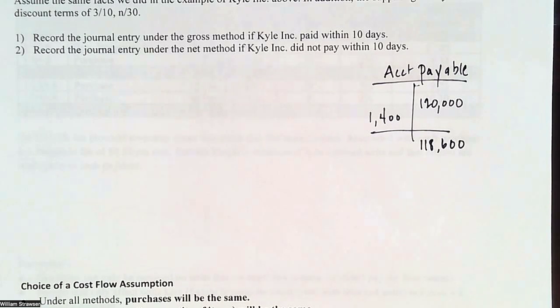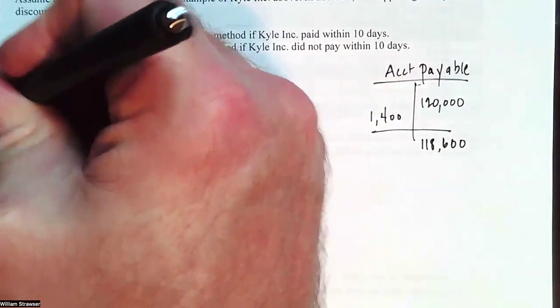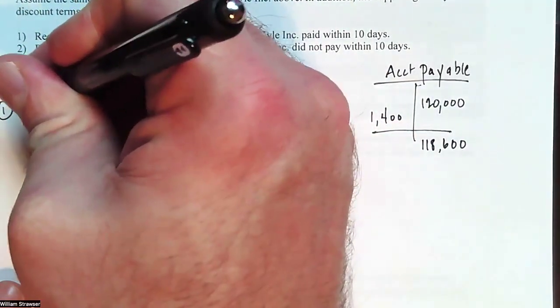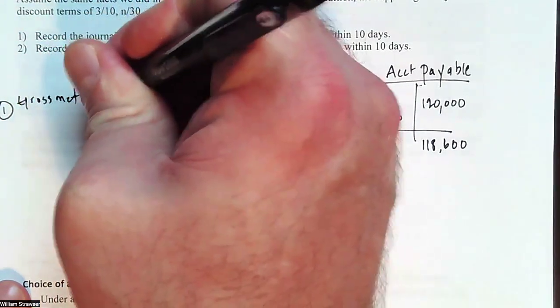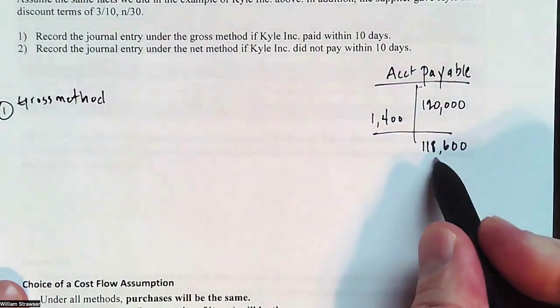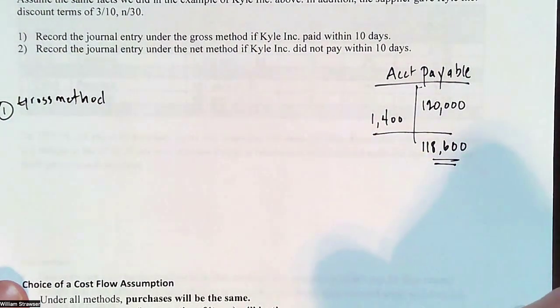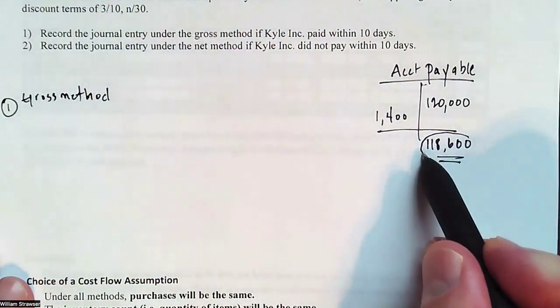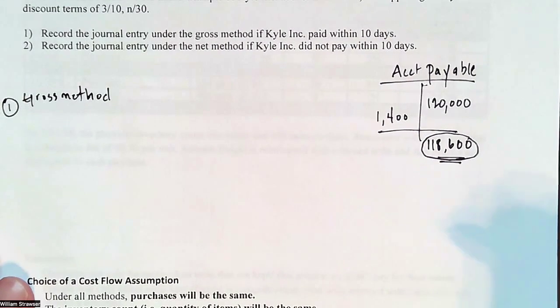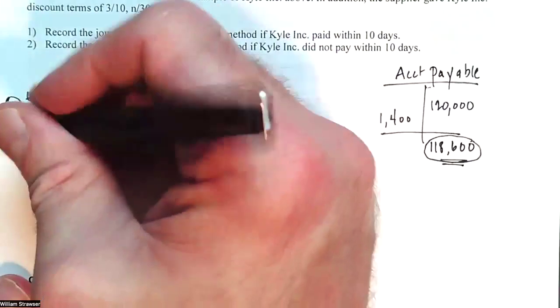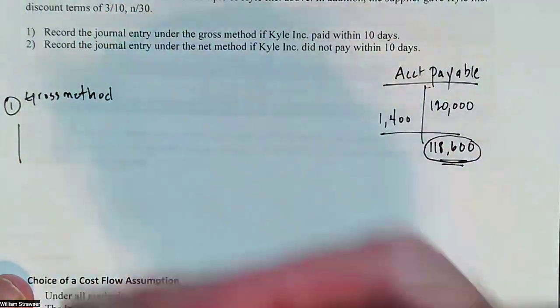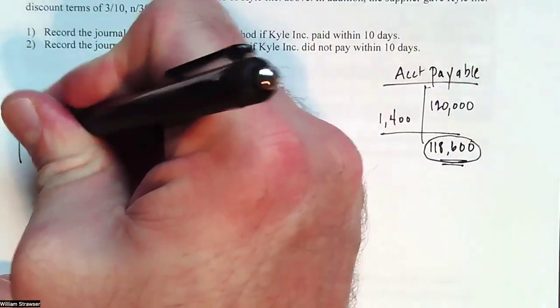So now recording it under the gross method. If this is a gross method number, that means that this is 100% of the total price. If I pay within the 10 days, then I do not have to pay that full price of the payable.